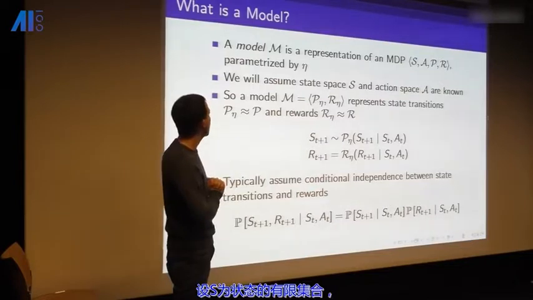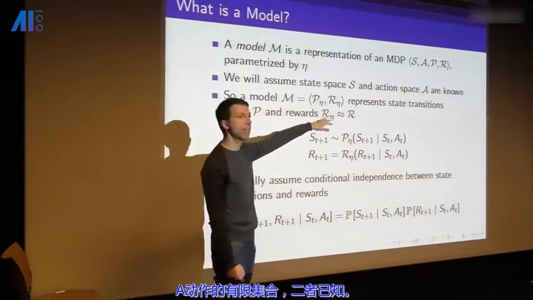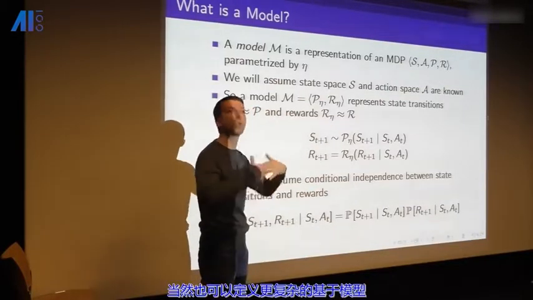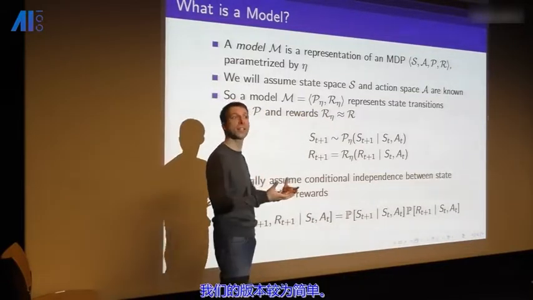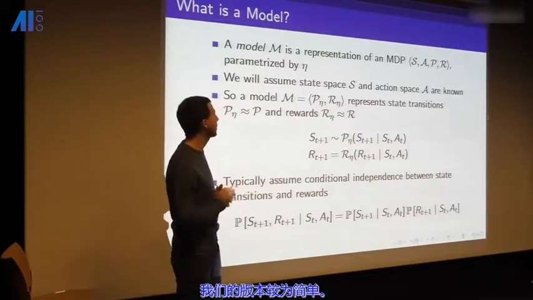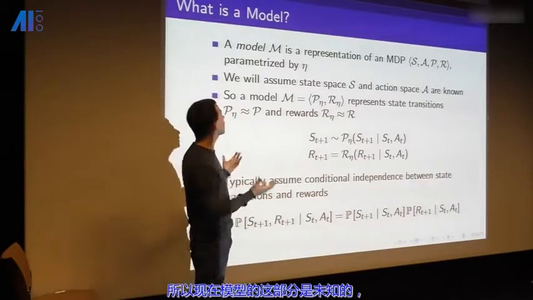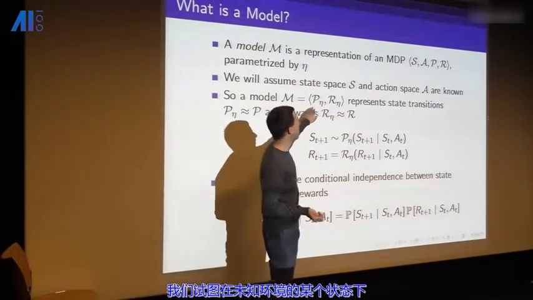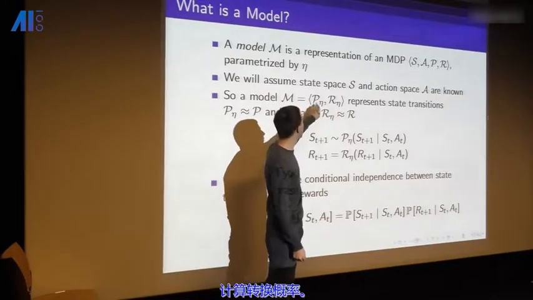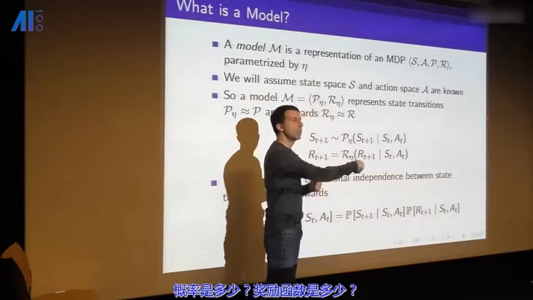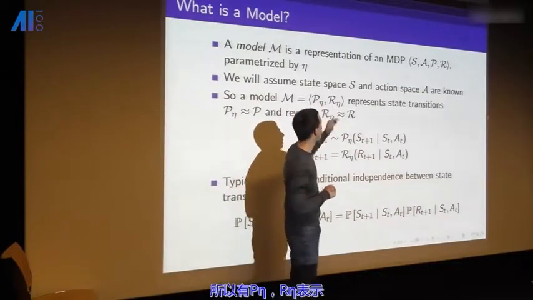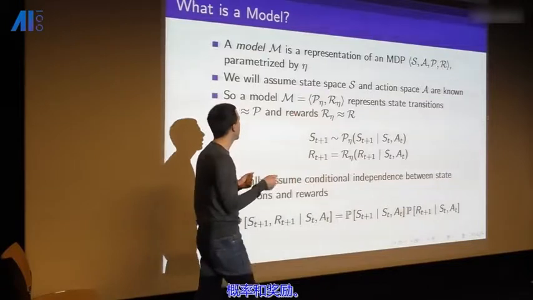And we're going to assume that our state space and the action space are known. You can have more complicated versions of model-based reinforcement learning where you also try to learn the state space or the action space. We'll do the simpler case. And so the model now is basically the parts that we don't know that we're trying to estimate. The transition probabilities, like if I'm in some state, what's the probability that I'll move to some next state, and a reward function.